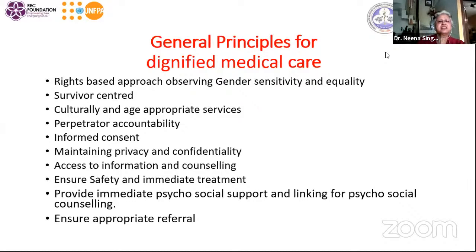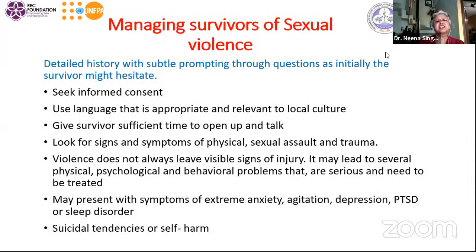Access to information and counseling, ensure safety and immediate treatment, provide immediate psychosocial support and linking for psychosocial counseling. Ensure appropriate referral. So detailed history with subtle prompting is very important. Seek informed consent, use language that is appropriate and relevant to local culture. Give survivors sufficient time to open up and talk. Look for signs and symptoms of trauma. Violence does not always leave signs of injury.